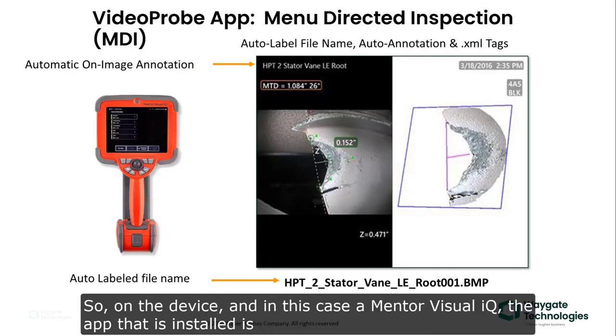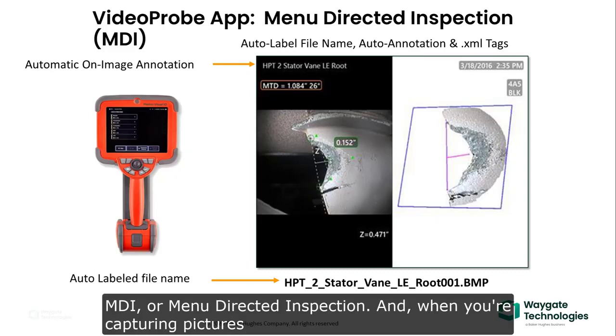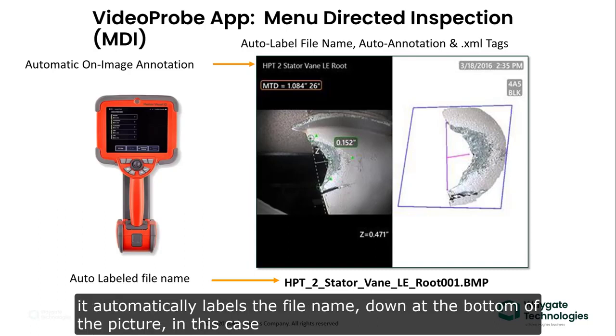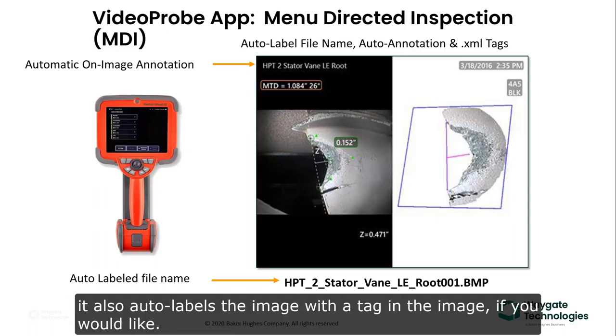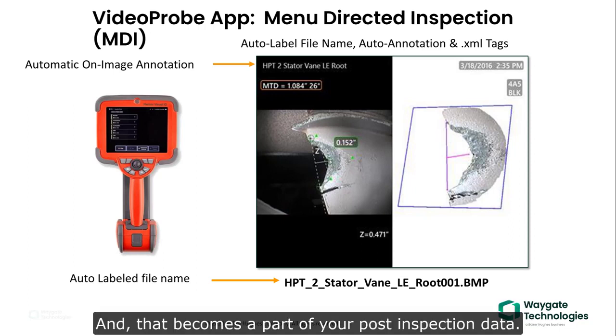So on the device, and in this case a Mentor Visual IQ, the app that is installed is MDI, or Menu Directed Inspection, and when you're capturing pictures, it automatically labels the file name down at the bottom of the picture, in this case high pressure turbine, second stage stator, vane leading edge root, picture number 1. It also auto labels the image with a tag in the image if you would like, and that becomes a part of your post-inspection data.